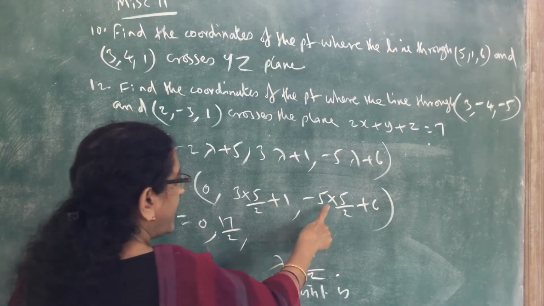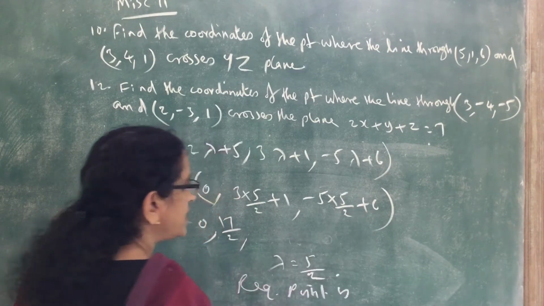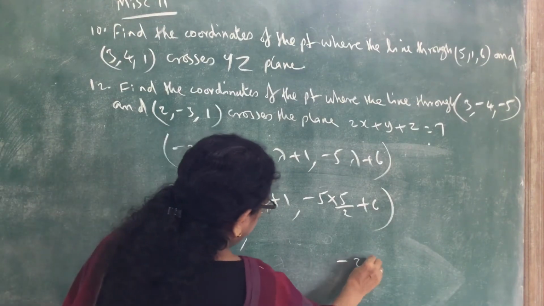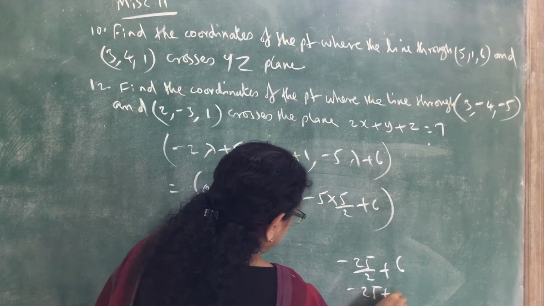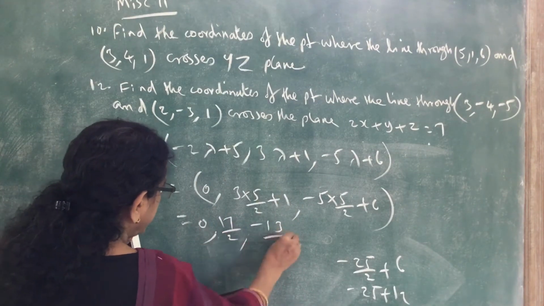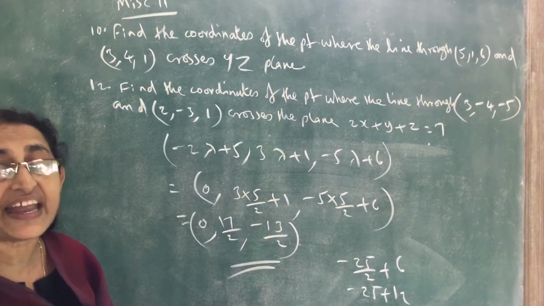Then minus 25 by 2 plus 6, that is minus 25 plus 12, that is minus 13 by 2. So this is the point of intersection of the line and the plane: (0, 17/2, minus 13/2).